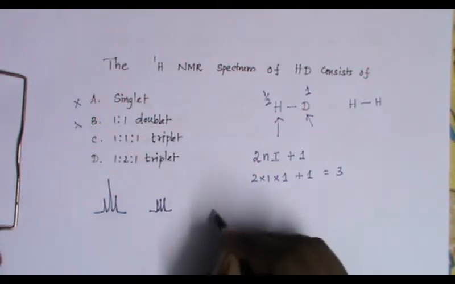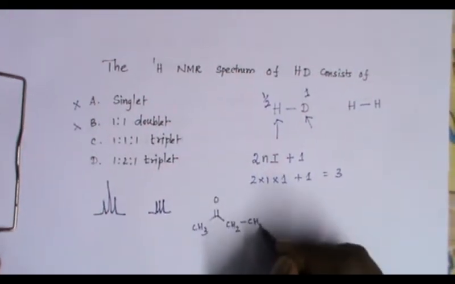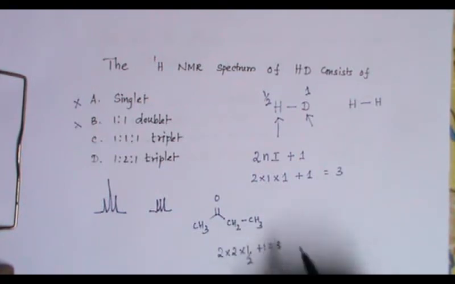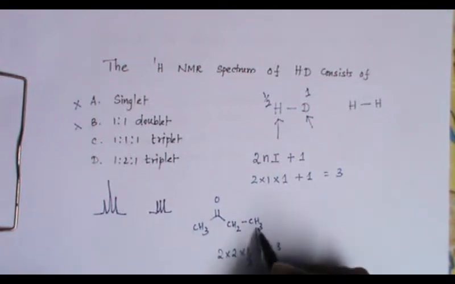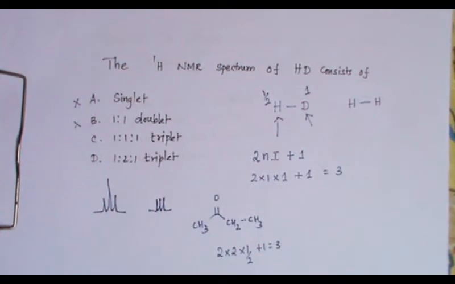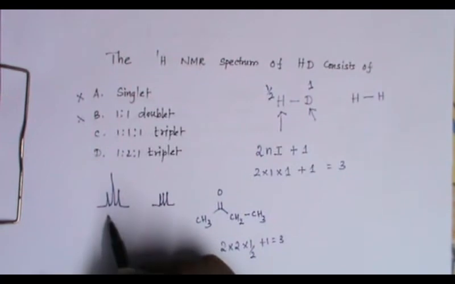For example, let us consider ethyl acetate. This signal will be split by these two hydrogen atoms. If you substitute in the formula, n will be 2, I will be 1/2 for hydrogen, and what we get is a triplet. So these three hydrogens will appear as a triplet. What will be the intensity? The intensity ratio will be 1:2:1. For ethyl acetate, you can find a peak like this.